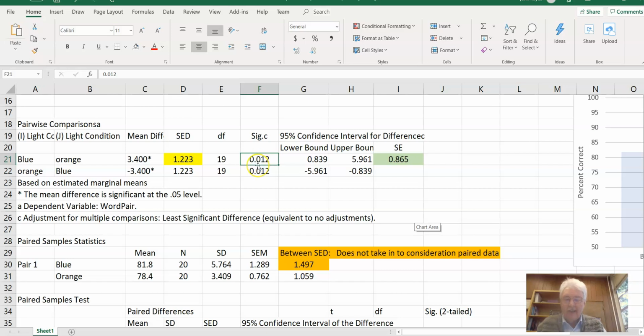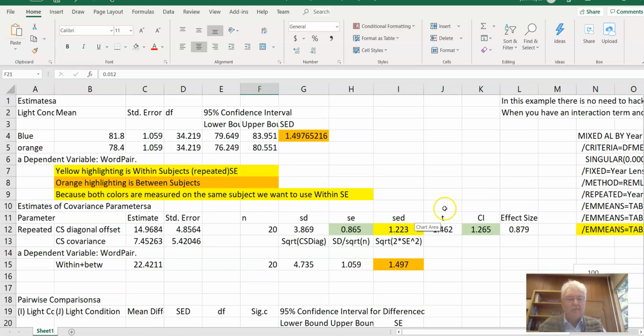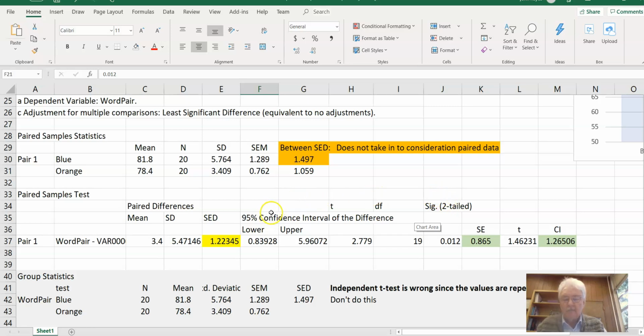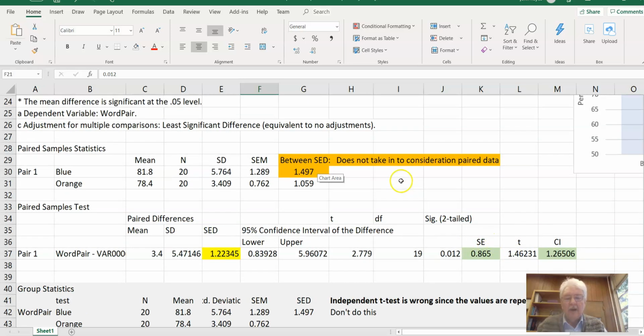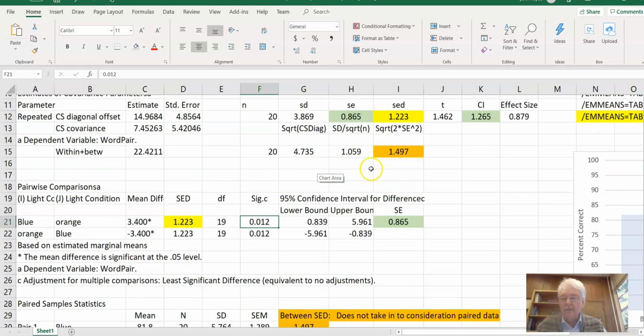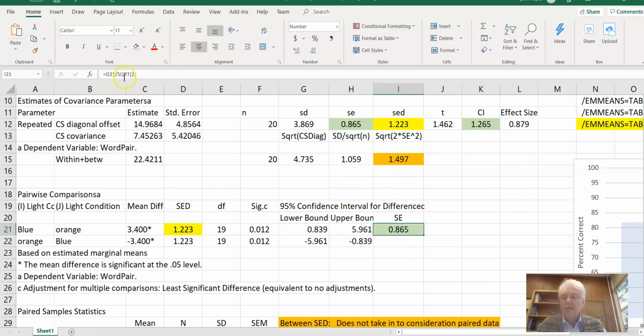Now, the denominator again is the square root of the standard error squared plus the standard error squared. So we can figure out the standard error by simply taking this value and dividing it by the square root of 2, because it's 2 standard errors, so we're dividing by 2, but the 2 is under the square root.